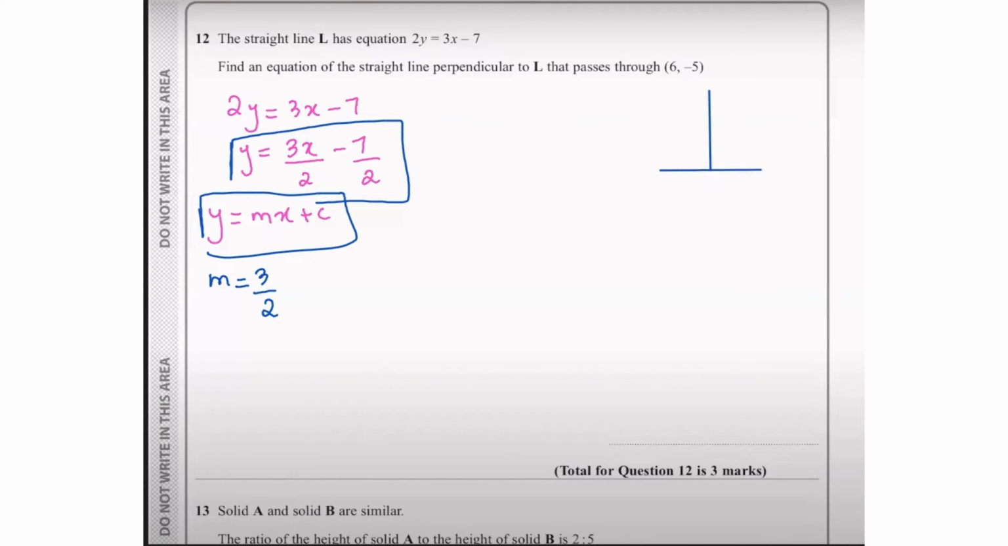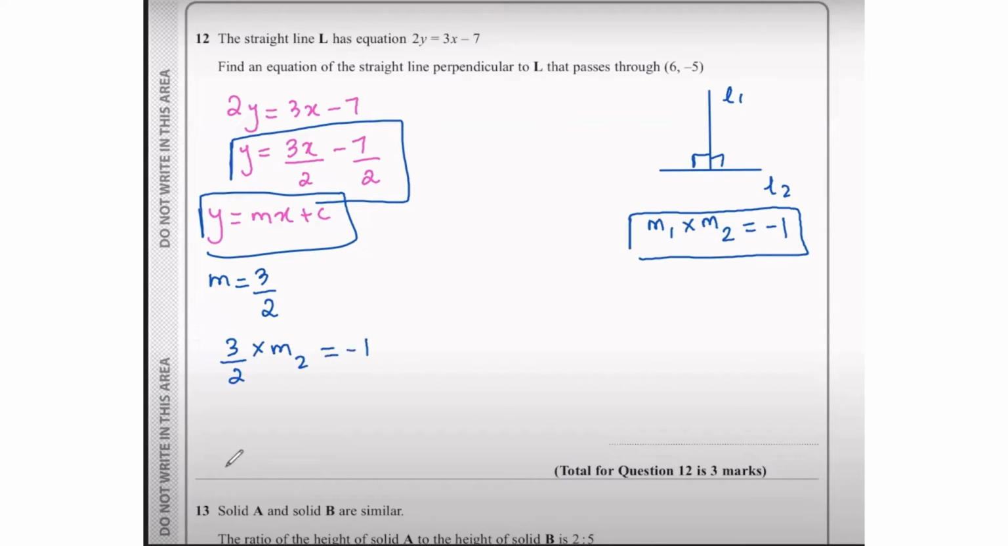Now, if two lines are said to be perpendicular, that means the angle they're making at the intersection is 90 degrees. So this is L1 and this is L2. A condition for perpendicular lines is that gradient of line 1, which is M1, times gradient of line 2, which is M2, equals negative 1. Which means over here, if the gradient of L1 is 3 by 2, so 3 by 2 times M2 equals negative 1. M2 will be negative 1 times 2 over 3, and that is negative 2 over 3.